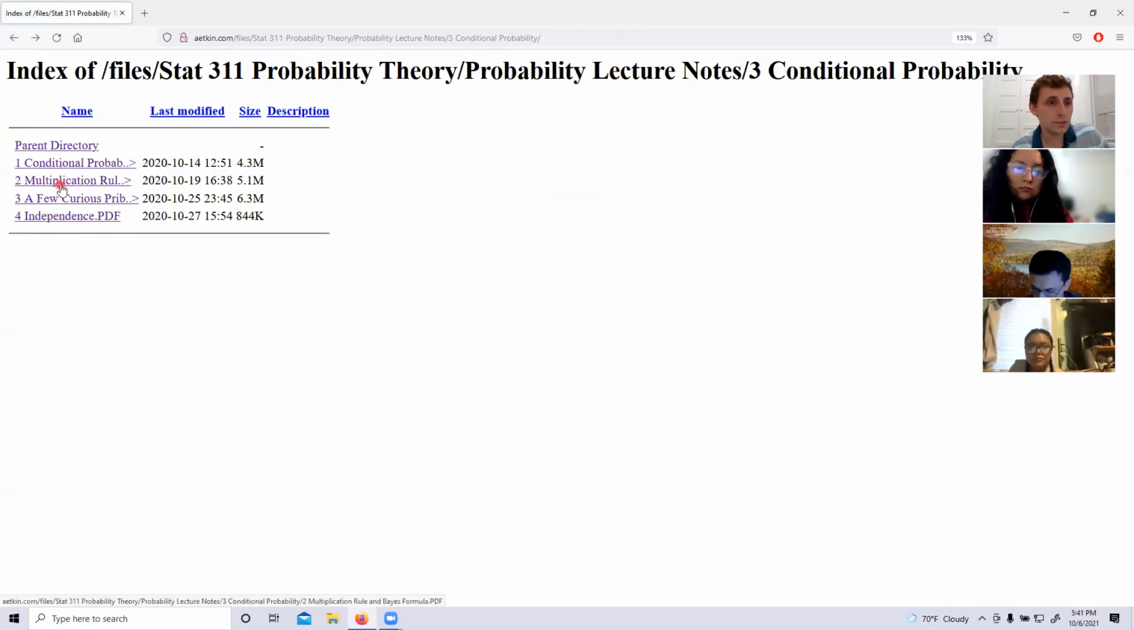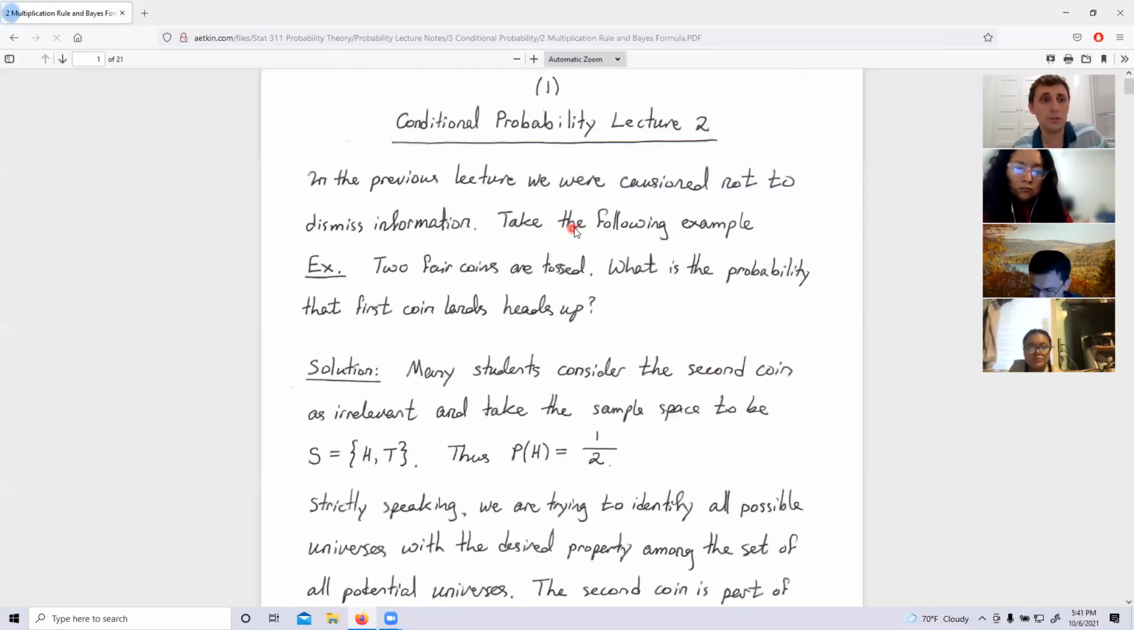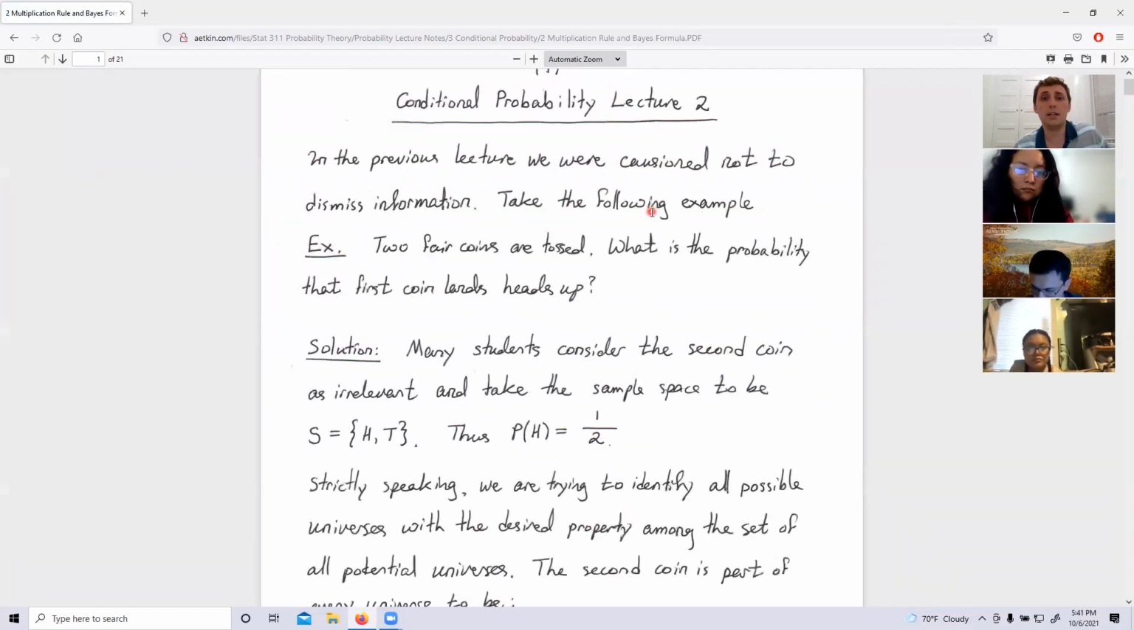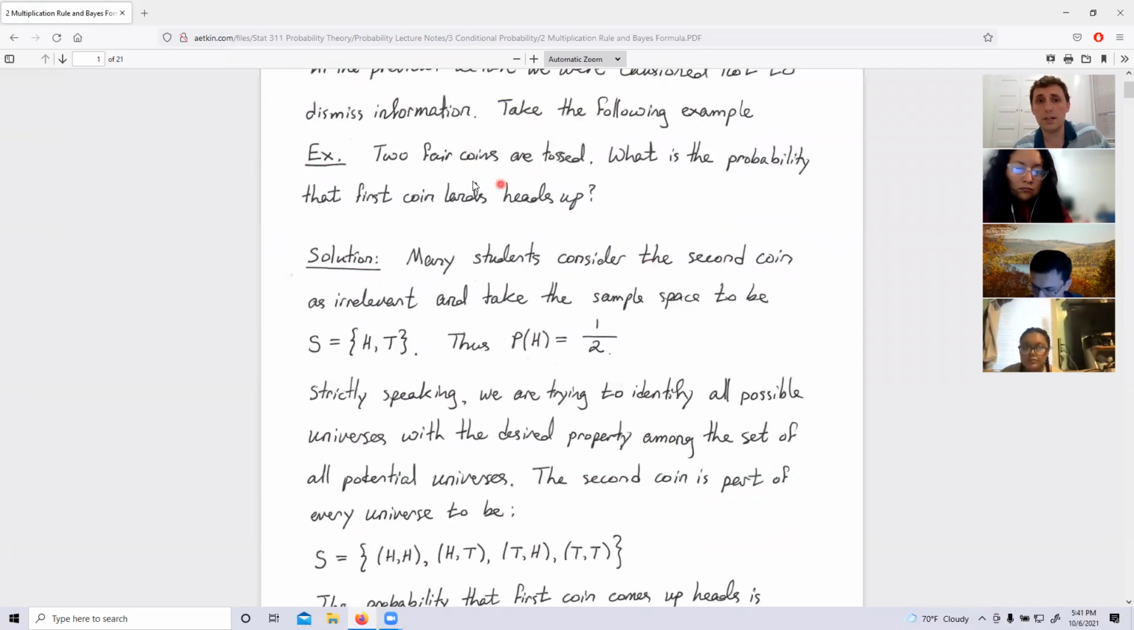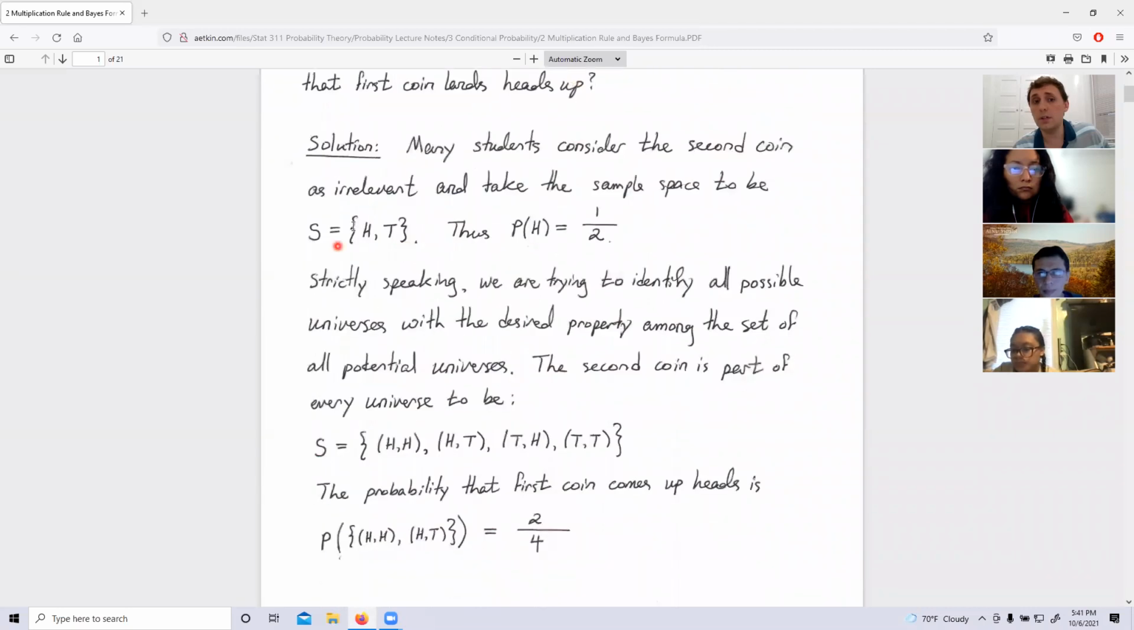So we are now up to multiplication rule. And again, same thing, just to reiterate, guys. Suppose we toss two fair coins and we ask for the probability that first comes up heads. And many of you ignore the full sample space. Many of you will just say, oh, the sample space is just the outcome on the first coin, H and tail. And the probability of the first coin is 1/2.